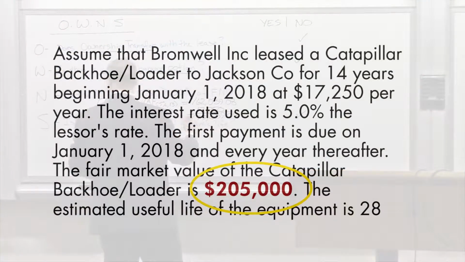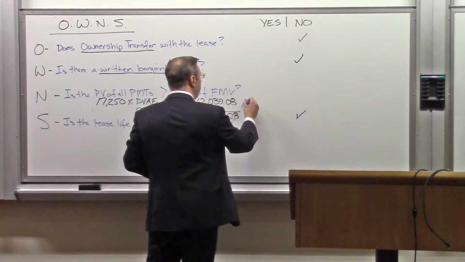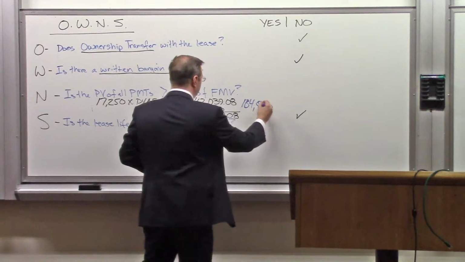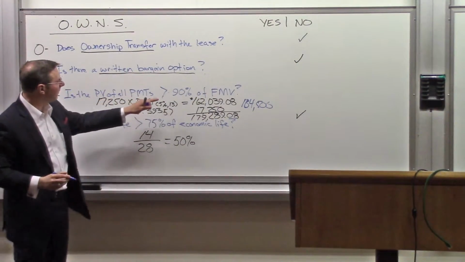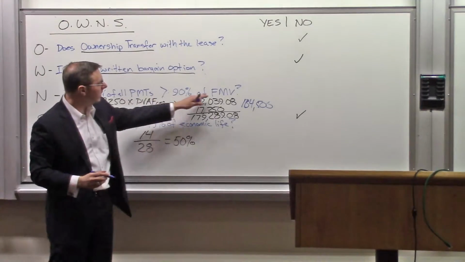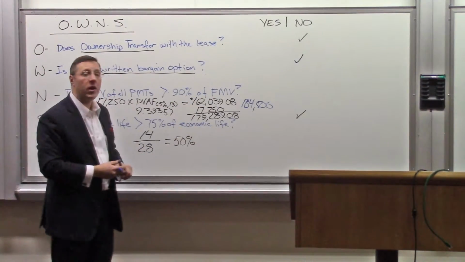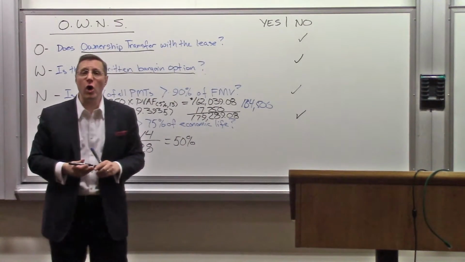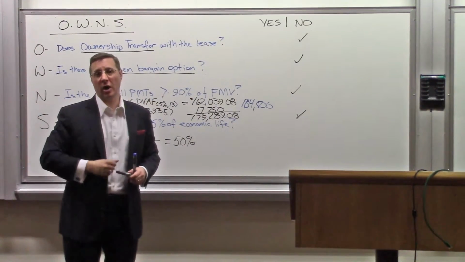We compare that number to 90% of the fair market value of the piece of equipment. Well, the piece of equipment is valued at $205,000. 90% of that is $184,500. Is the present value of all the payments greater than 90% of the fair market value? Answer to that question is no. We have 4 no's. That is an operating lease.